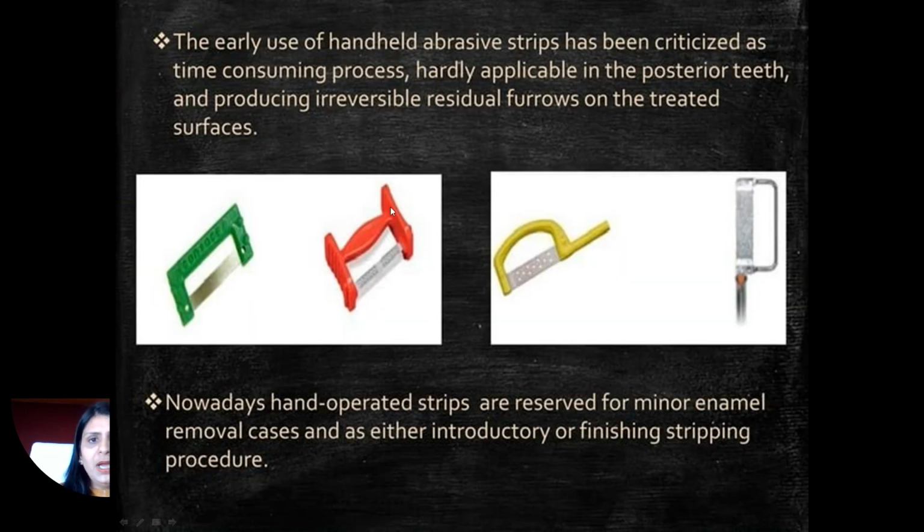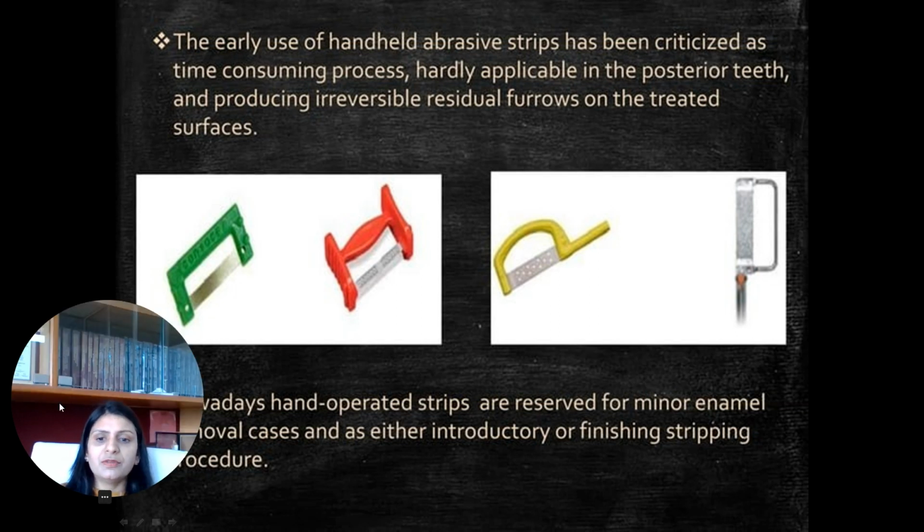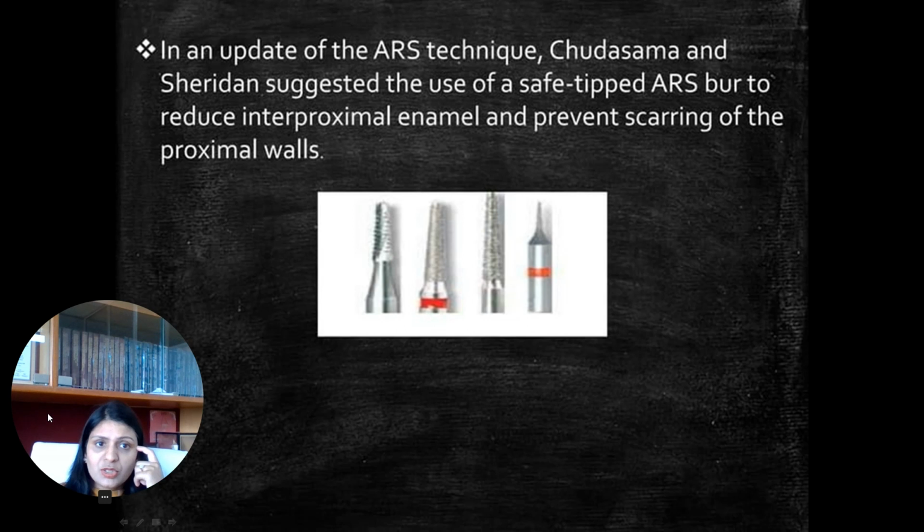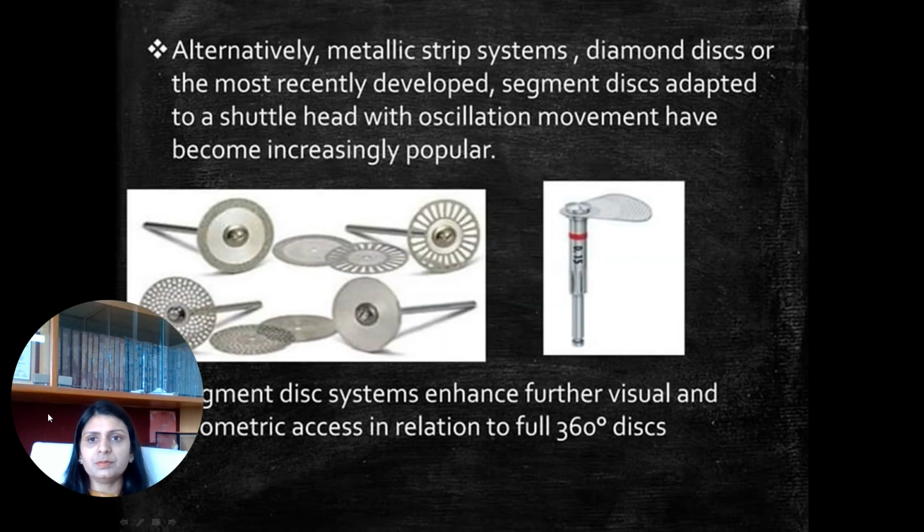The early use of manual abrasive strips was time consuming and also produced irreversible residual furrows. So nowadays hand operated strips are reserved for minor enamel removal cases, and actually we go for air rotor stripping burrs or the diamond disc. These safe-sided ARS burrs reduce the interproximal enamel and prevent scarring of the proximal walls. And finally, among the recent systems, we have disc systems with oscillation movements, which help in giving the geometric axis in relation to a full 360-degree disc.